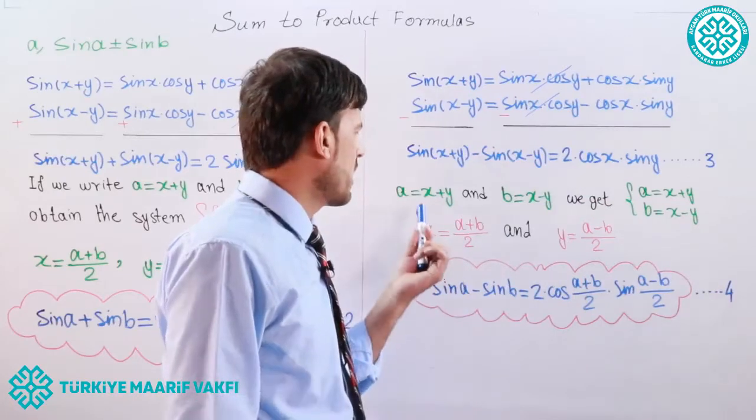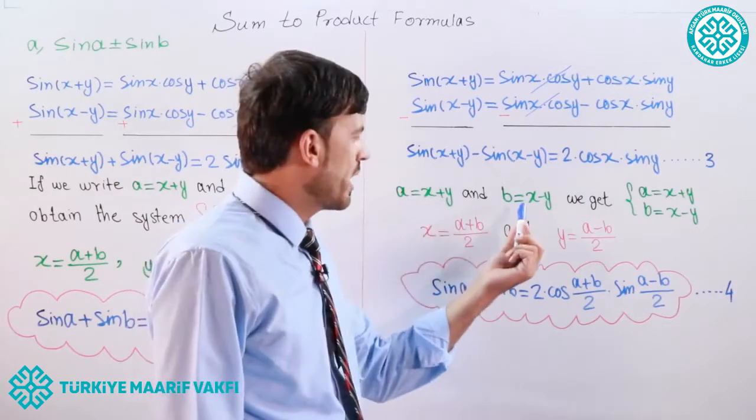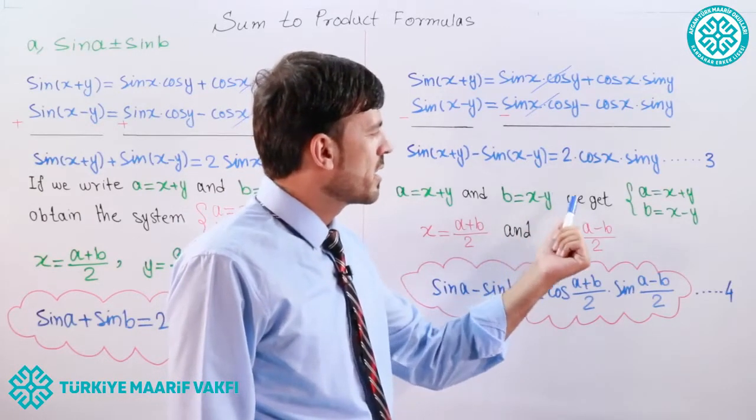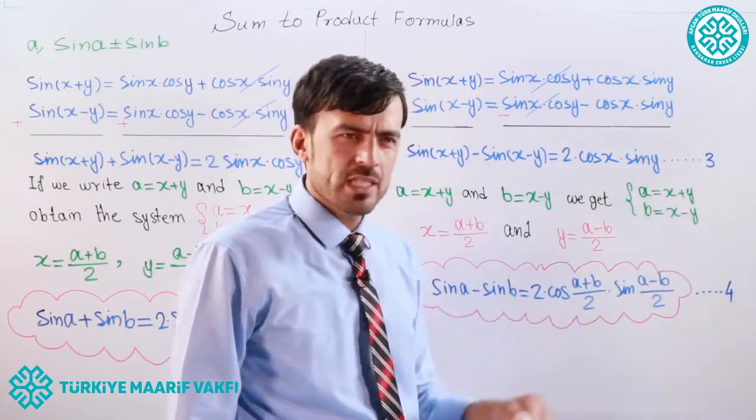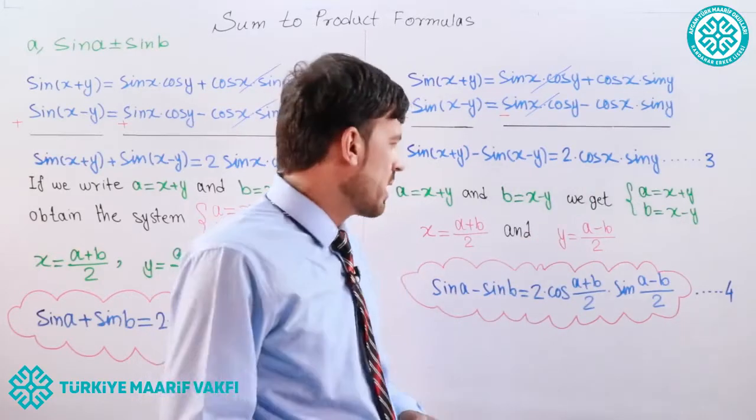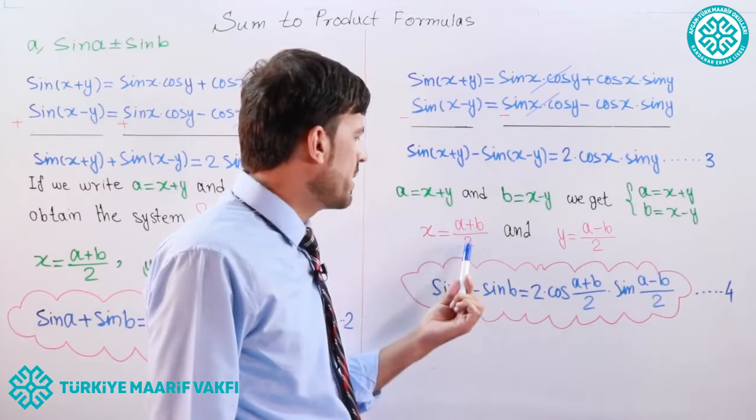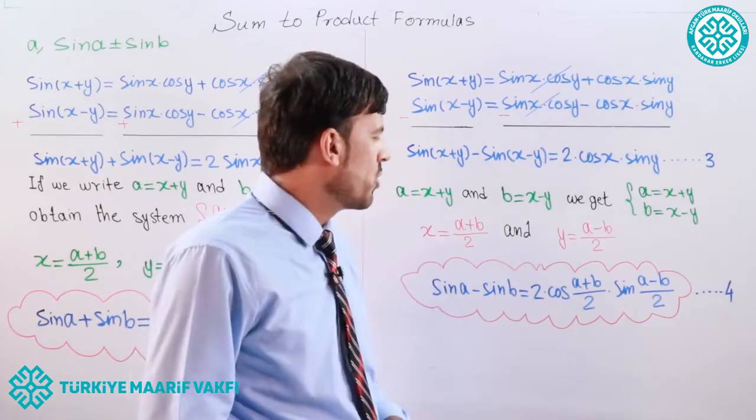Here if we write a equal to x plus y and b equal to x minus y, we get a system: a equal to x plus y and b equal to x minus y. If we solve this system for x and for y, the value of x will be a plus b over 2, and the value of y will be a minus b over 2.